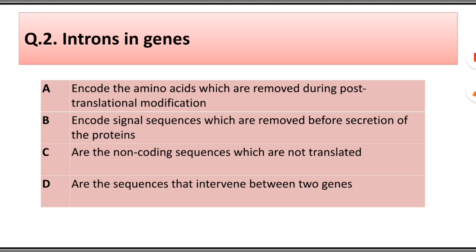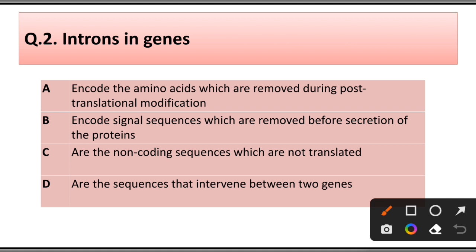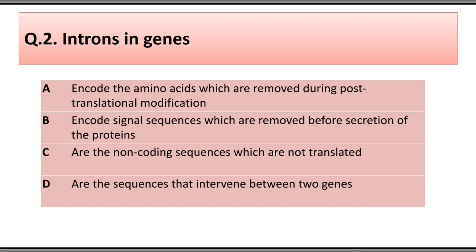Question number 2. Introns in gene encode the amino acids which are removed during post-translation modification, encode signal sequence which are removed before secretion of the protein, are the non-coding sequences which are not translated, are the sequences that intervene between two genes. Correct answer is option C. Are the non-coding sequences which are not translated.